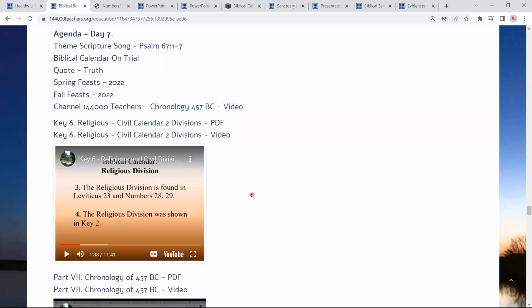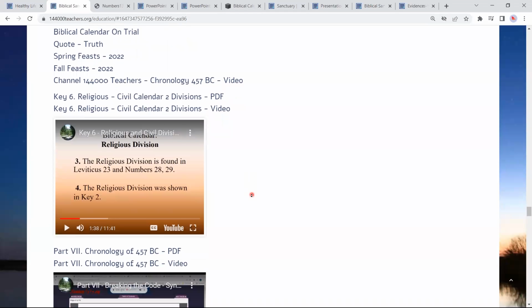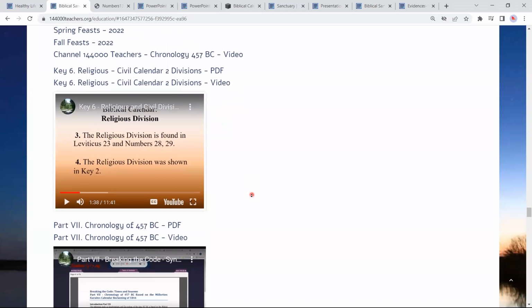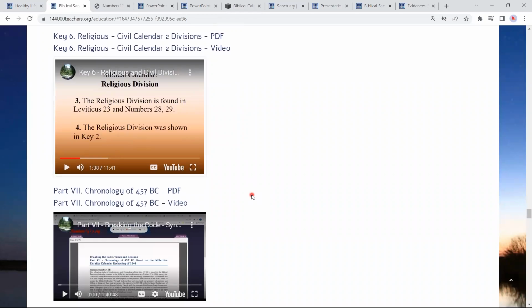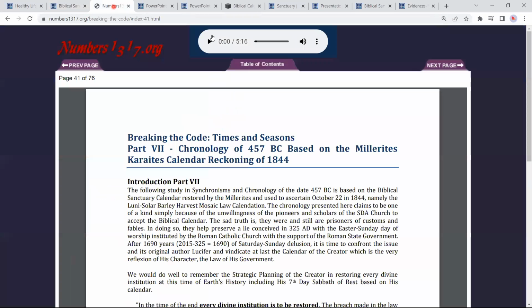Continuing now with the synchronism and the chronology of the Bible, we are looking at part number 7, more specifically, the chronology of 457 BC. Breaking the Code, Times and Seasons, Part 7, Chronology of 457 BC, based on the Millerites-Karaites calendar reckoning of 1844.